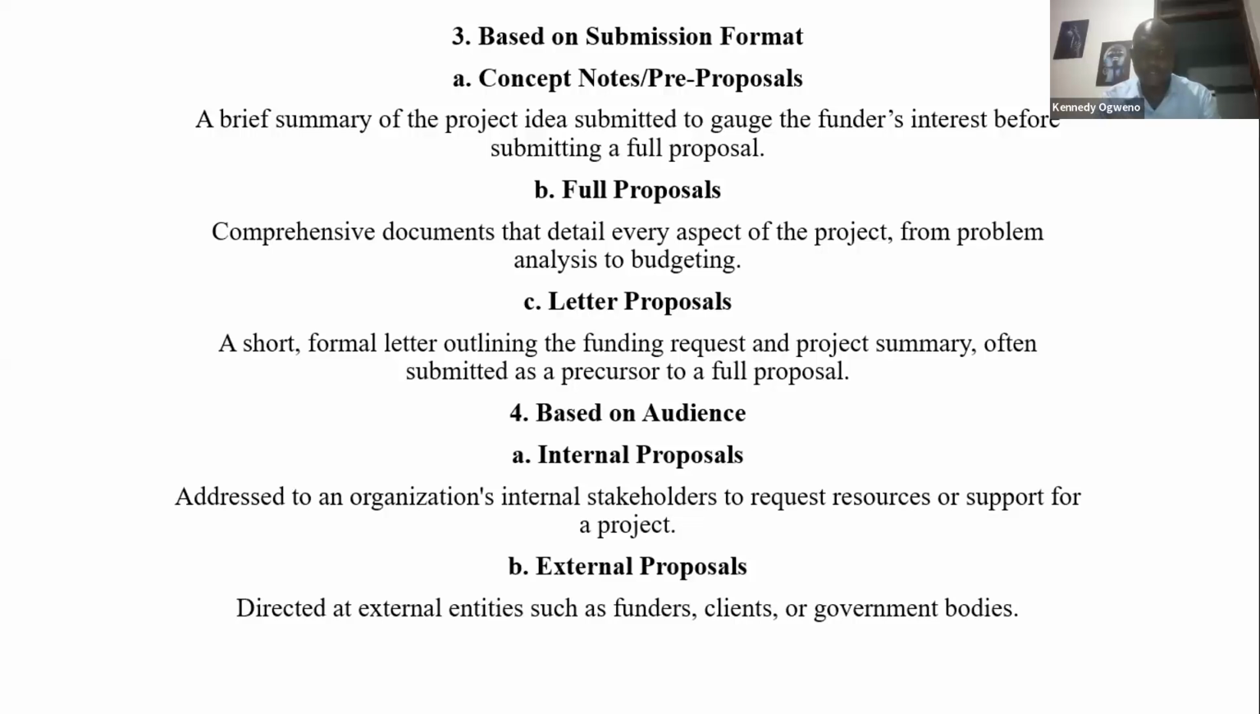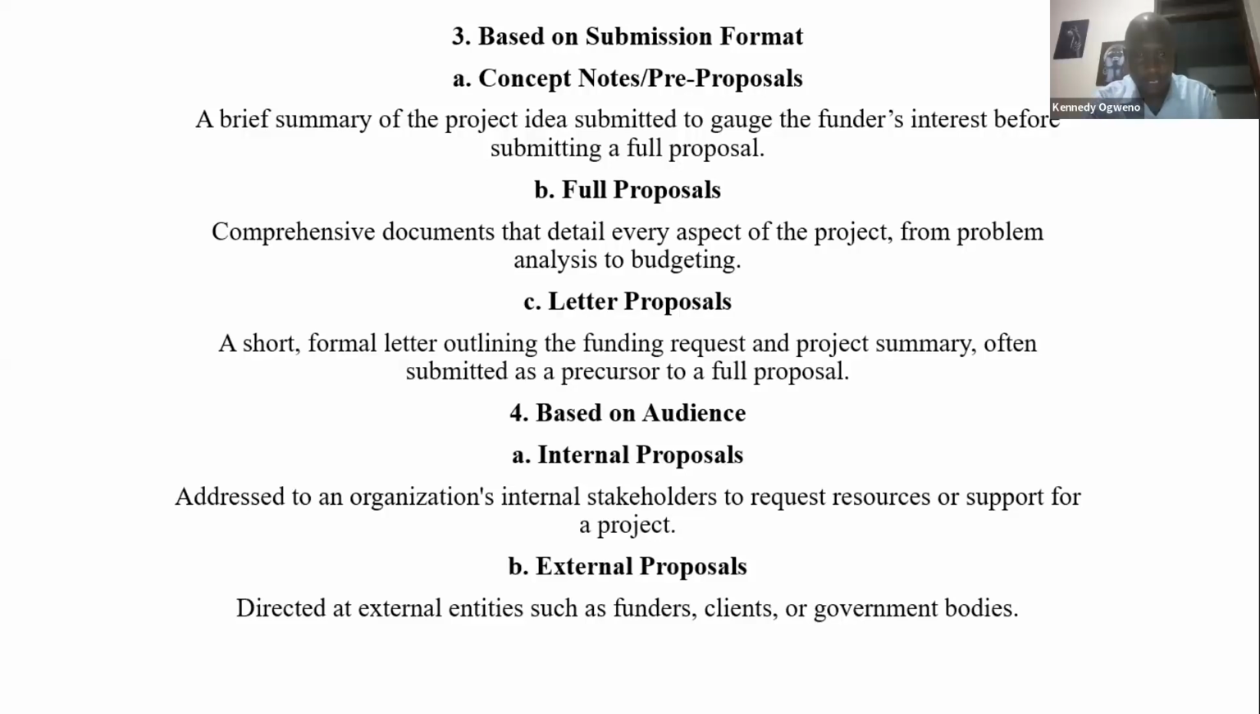Then number 4, I think I said there are 6. Now, number 4, based on audience. Number 1, we have internal proposals. It's addressed to an organization's internal stakeholders to request resources supporting a project. These are just internal proposals based on the audience. Then we have the external one, which is directed at external entities such as funders.